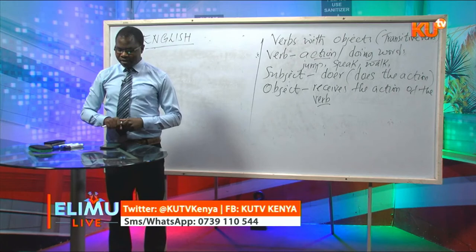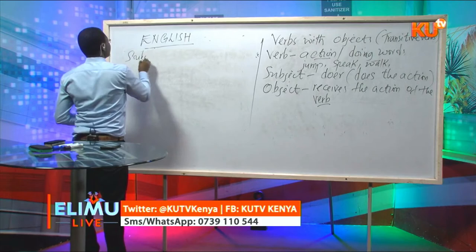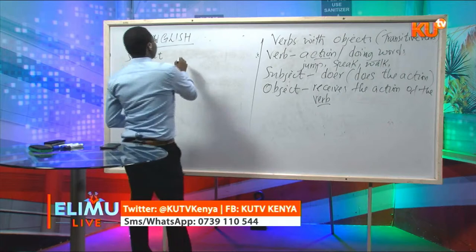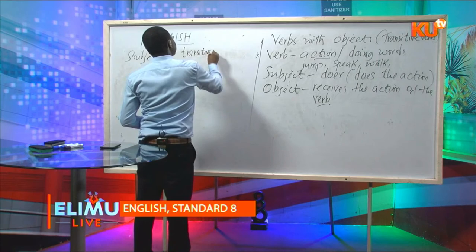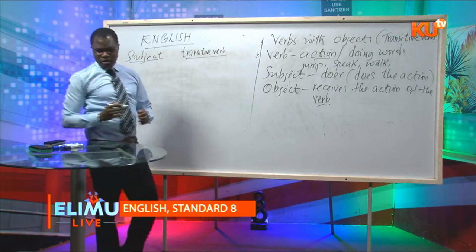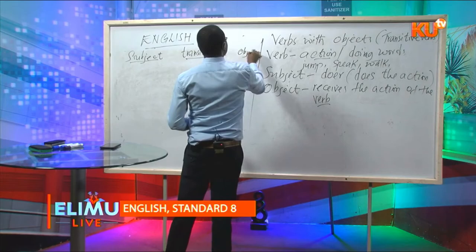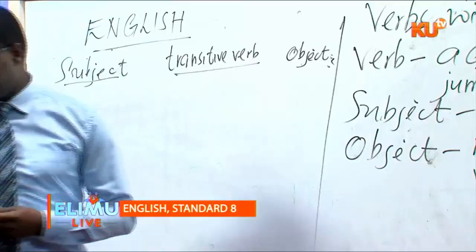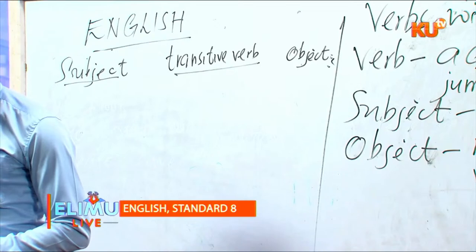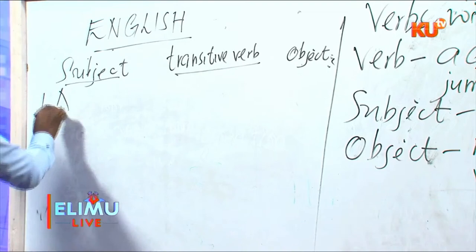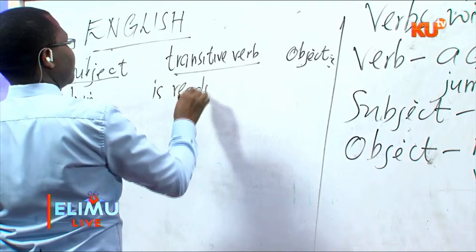So we have on this other side subject, then at the center we will be having what we call transitive verb. The subject, transitive verb, and finally on this side we'll be having the object. Example, Alvin is reading a book.